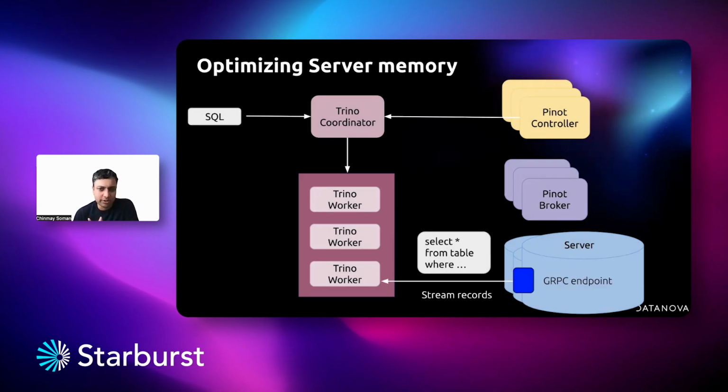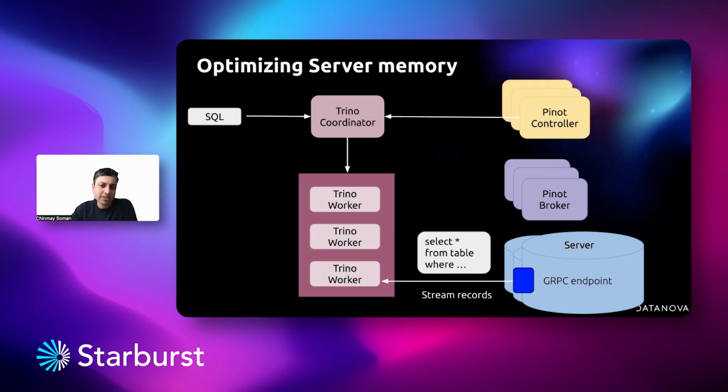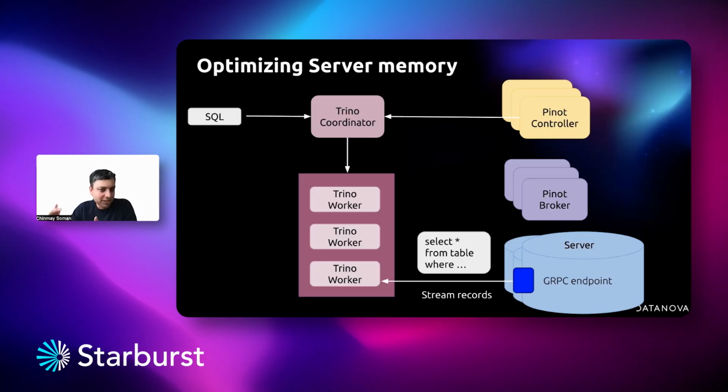So a simple solution the team used was to introduce a new gRPC endpoint within the Pinot server. Through this endpoint, we can now stream records directly to the Trino worker instead of fetching them all in the Pinot buffers before the wire transfer happens. So now we can safely do all kinds of queries, including large scans on Pinot, without having to worry about the Pinot server going down. This has significantly improved the production readiness of this connector.